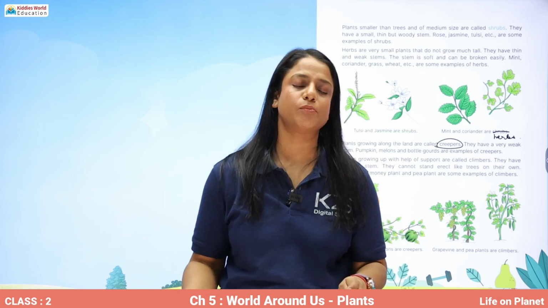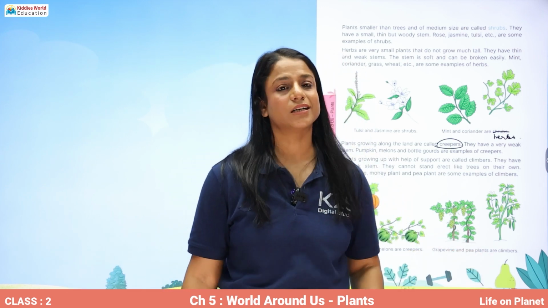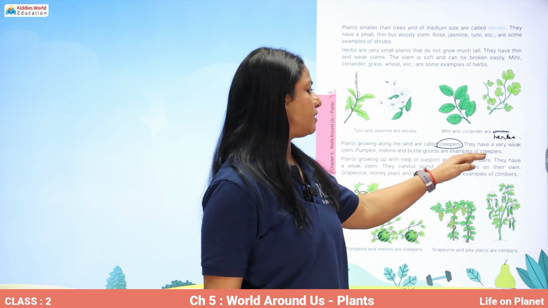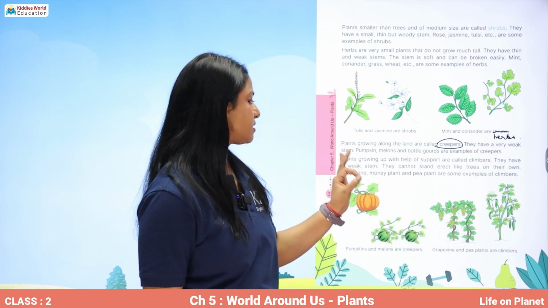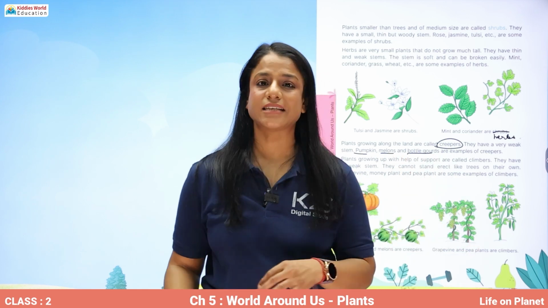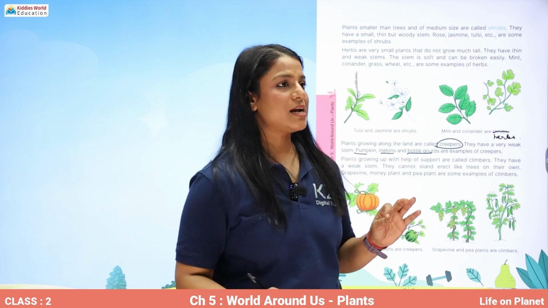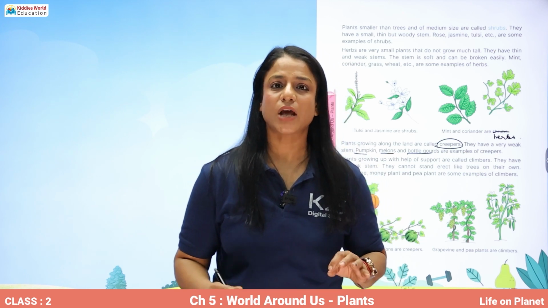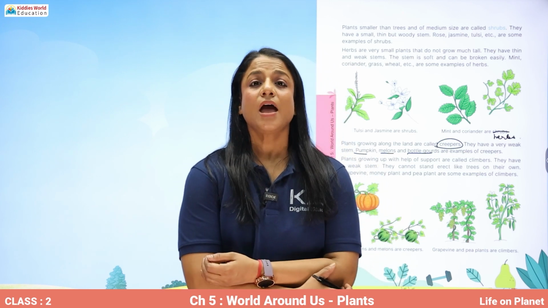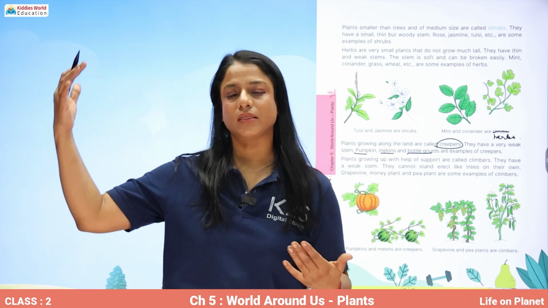Even with the help of a support, they cannot grow up. So they grow along the ground only. So they have a very weak stem. Pumpkin, melons, bottle gourds are examples of some of the creepers. Now, there are some plants which have a very weak stem and they cannot grow up on their own. They cannot climb up on their own.